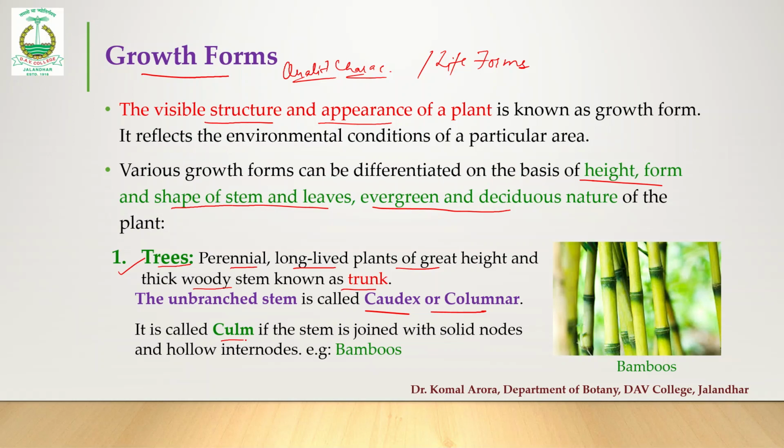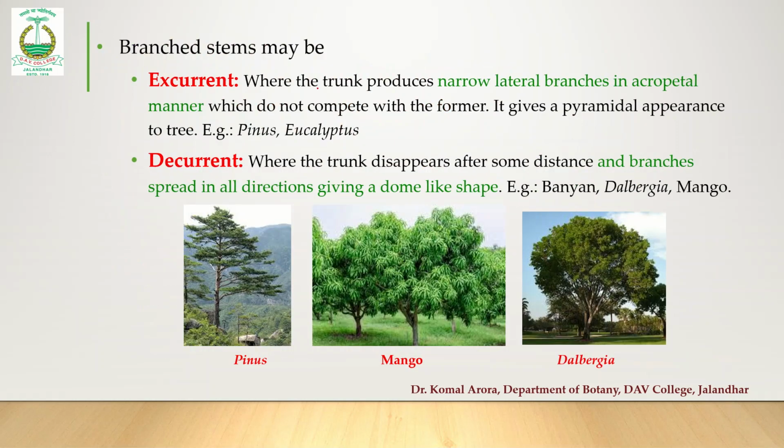But we call it culm when you observe that the stem is jointed. Here you can see the case of bamboos. You can see the nodal regions give the appearance as if the stem is jointed. If it gives the jointed appearance, having solid nodes and hollow internodes, then it is called culm. An example is bamboos. Now further, the branched stems. Earlier we talked about the unbranched stems.